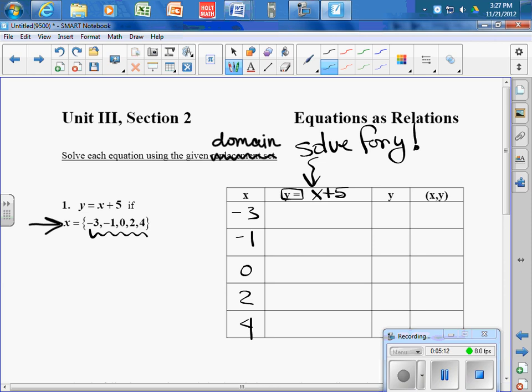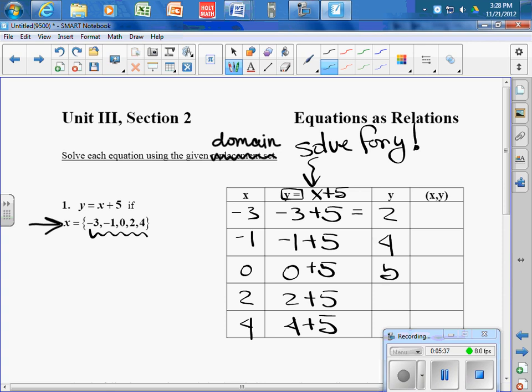Whenever in doubt, solve for y. And now all I'm going to do is plug in my negative 3 in for the x. So it's going to be negative 3 plus 5. And then I'm going to have negative 1 plus 5, 0 plus 5, 2 plus 5, and 4 plus 5. What is negative 3 plus 5? Let's figure this out. That'll be equal to positive 2. Negative 1 plus 5 is 4. 0 plus 5 is 5. 2 plus 5 is 7. 4 plus 5 is 9.